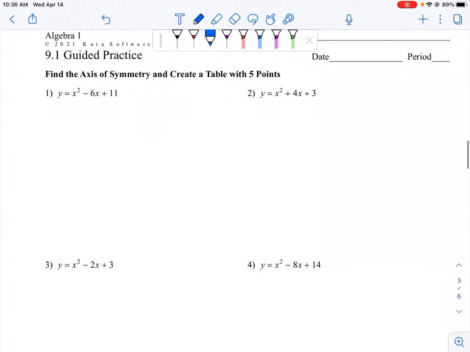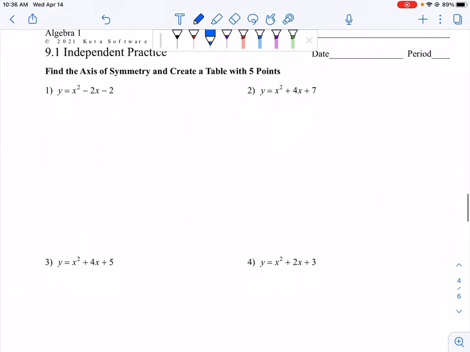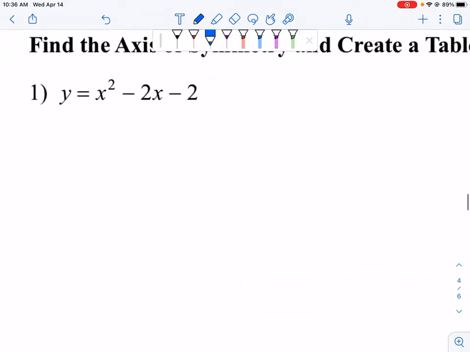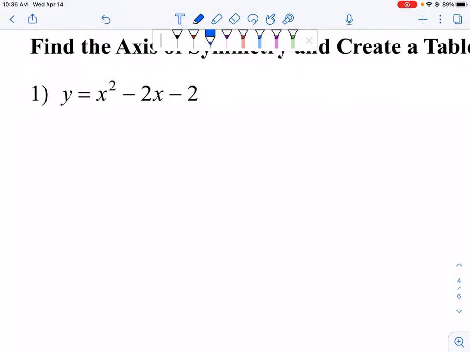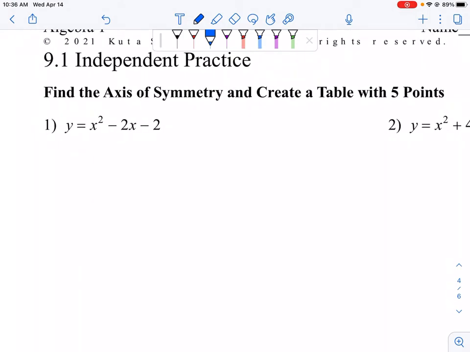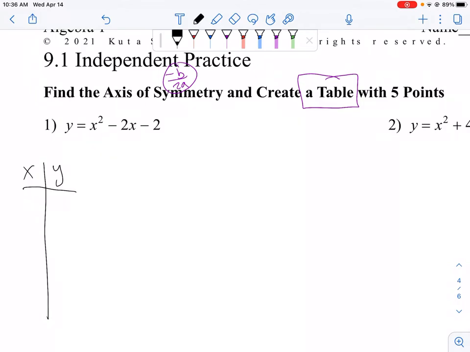So let's jump down here, and I'm just going to show you some practice problems. So we are going to find the axis of symmetry. That's using negative b over 2a. And then we're going to use that to create a table with 5 points, an xy table. So check this out. I know I'm going to need an xy table. I'm going to write this over on the side here. And I'm going to need 5 points.